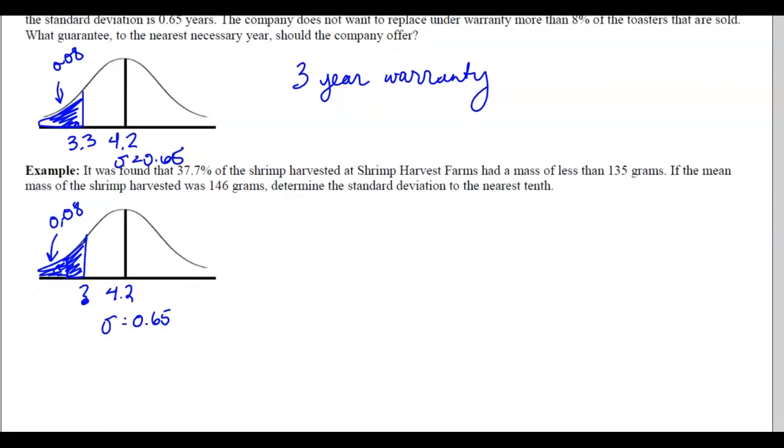Okay, I've got to erase this, because I put it down there and put it on the wrong one. Okay, so it was found that 37.7% of the shrimp harvested at Shrimp Harvest Farms had a mass of less than 135 grams. If the mean was 145, determine the standard deviation. Okay, so this one, we know the percent, 37.7, right? So say something like this.